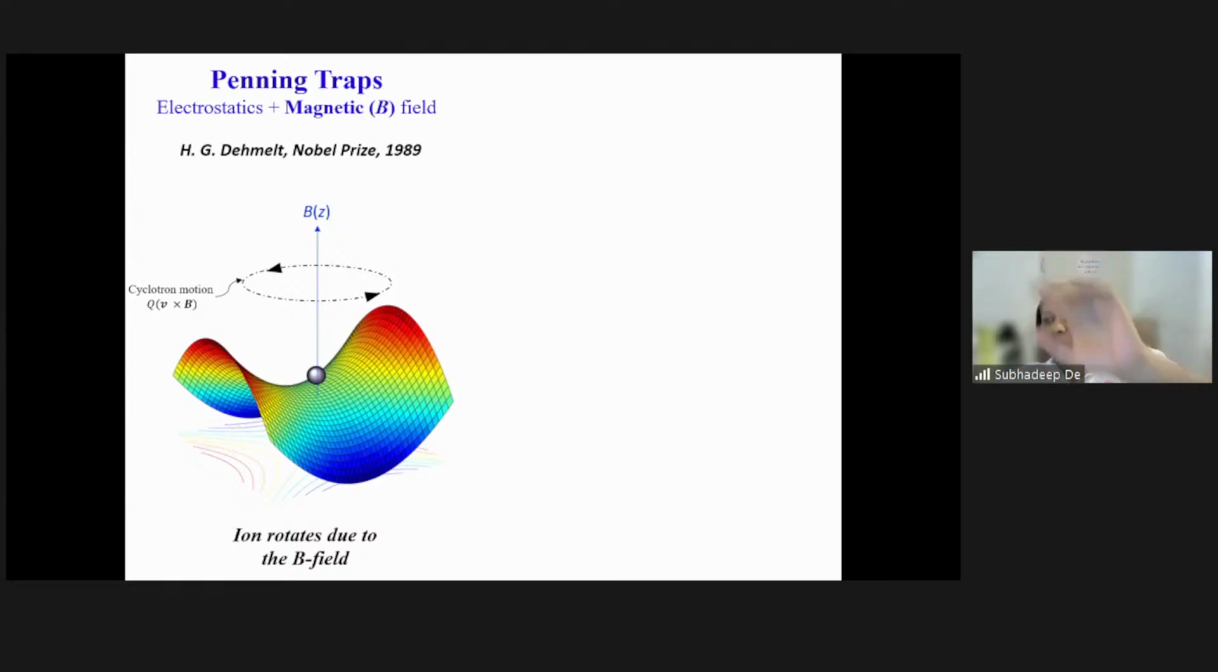Then again it will move to here and try to fall from the other direction, but due to the cyclotron motion it moves again and sees this high hill. So you have to spin the ion very, very fast so that it doesn't fall. That is called the Penning trap, the solution given by Penning: an electrostatic force plus a magnetic field. Okay, this is how the axial motion looks.